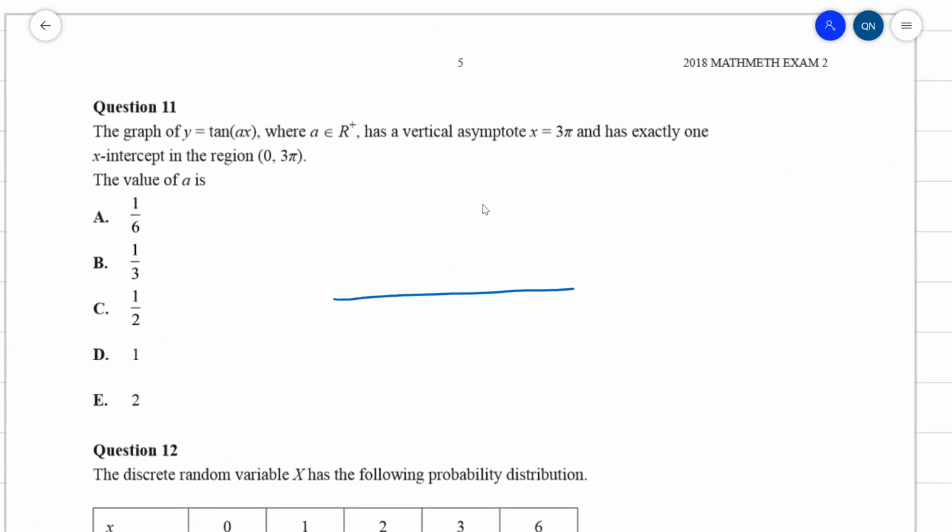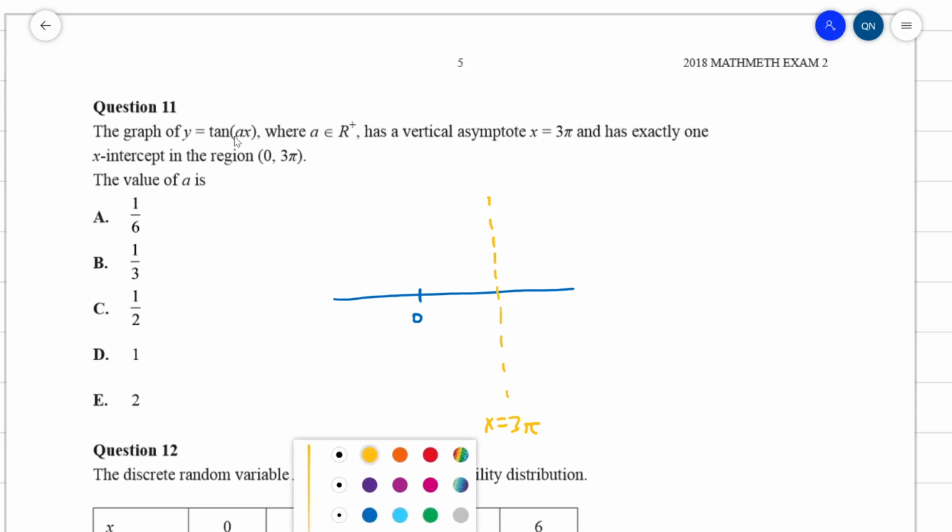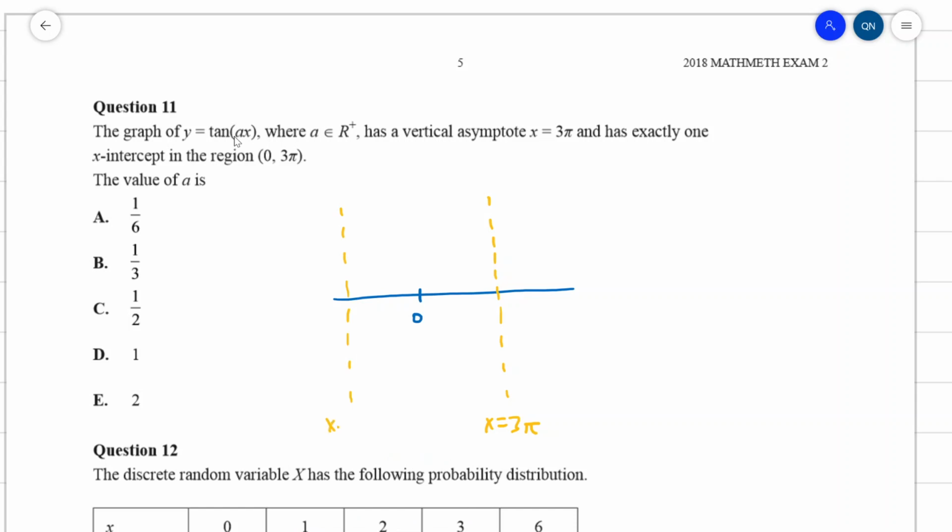So here's my x-axis, and then I know I have a vertical asymptote at 3 pi. So here's my 3 pi asymptote, and let's say this is 0 somewhere over here. Because this is tan of ax, we don't have any horizontal translations, so we can assume that there's also another asymptote here. That's x equals negative 3 pi, just because of symmetry.